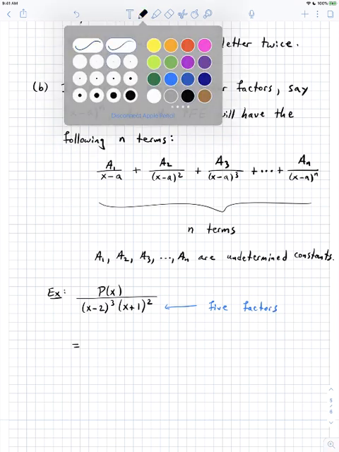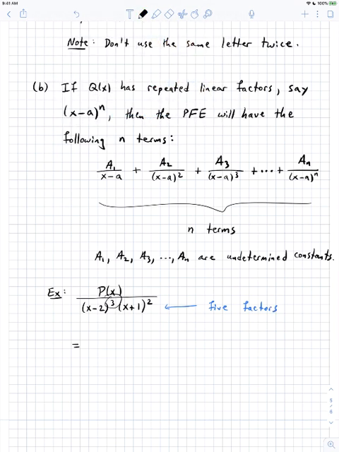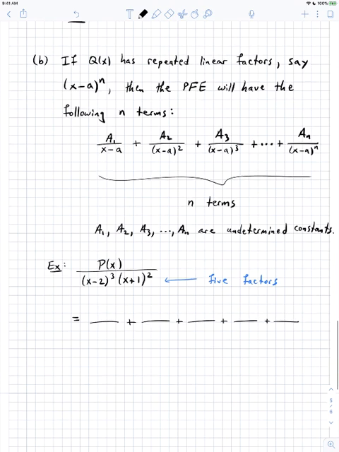So if there are 5 factors, see there are 3 of them here, and there are 2 of them there, so there are a total of 5 factors. So that means we're going to have 5 terms in our partial fractions expansion, like so. Now, you start with the x minus 2, and it's going to be x minus 2, and then you're going to have x minus 2 squared, and then you're going to have x minus 2 cubed. One for each of these.